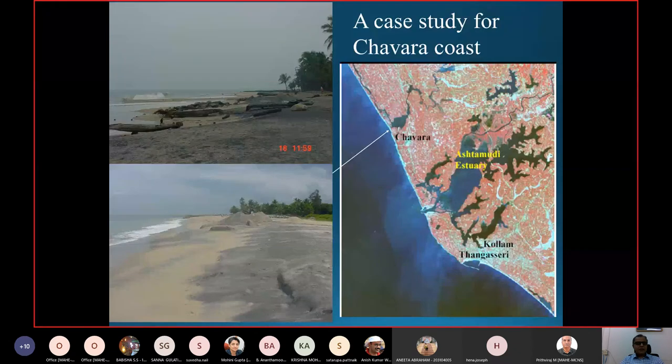This is one of the case studies which I just previously showed you, the Chaura deposits, and here that barrier beach has a rich concentration in that.